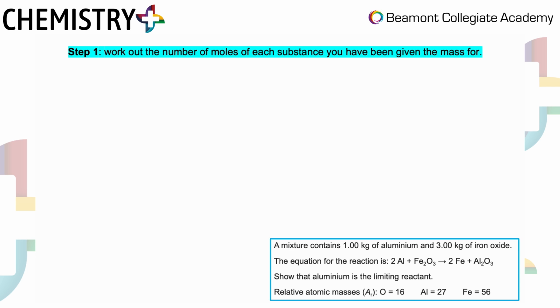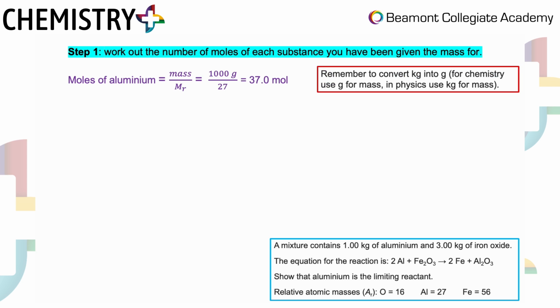Step 1, work out the number of moles of each substance. You have been given the mass. Firstly, aluminium. Moles of aluminium equals mass divided by Mr equals 1,000 grams divided by 27. This gives us 37 mole. Remember, in chemistry, to convert kilograms into grams.